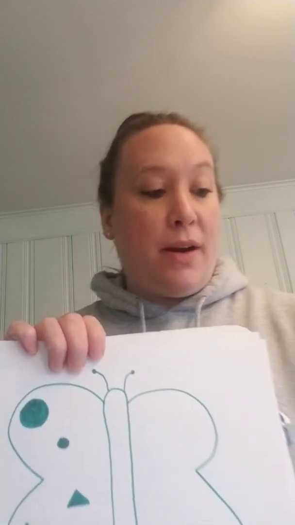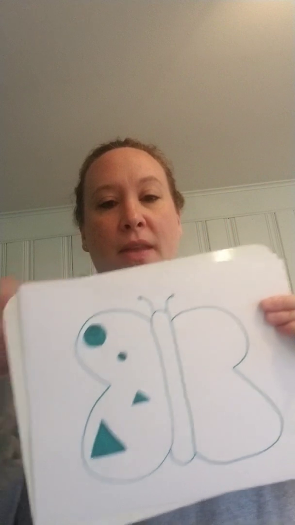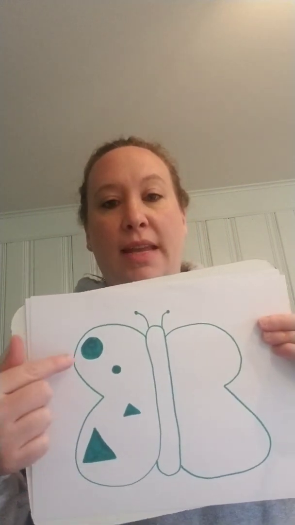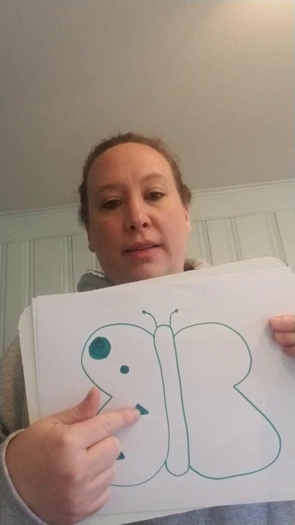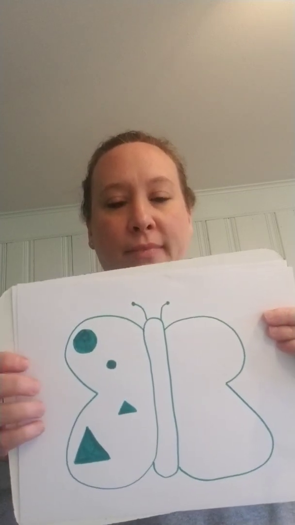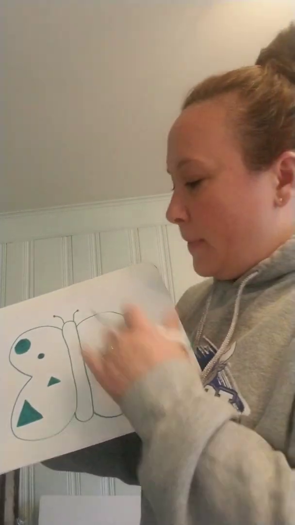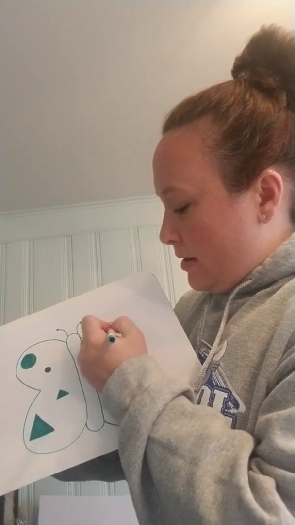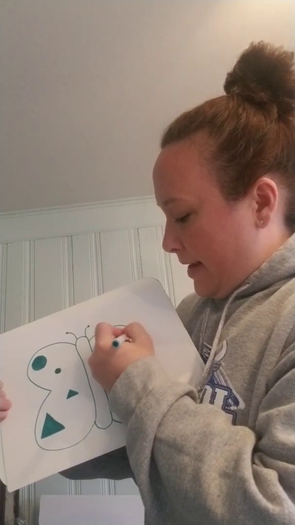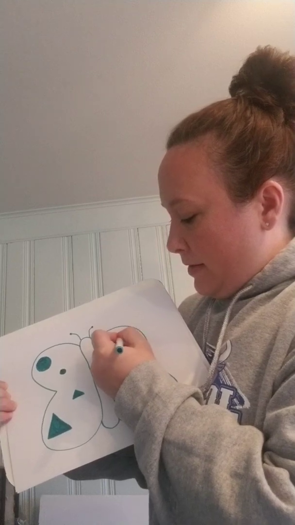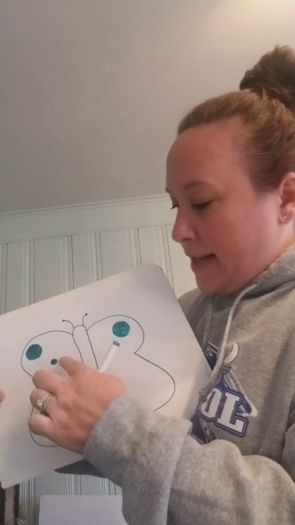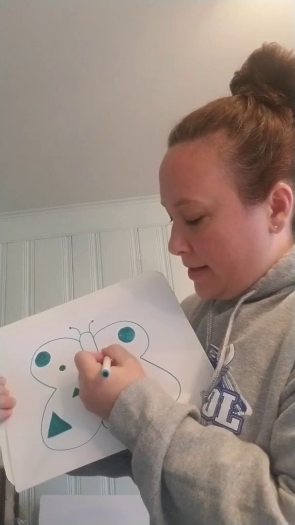Okay, the next activity we're going to do, I'm going to show you a butterfly. And I want you to help me make this butterfly symmetrical. Okay, so here's my butterfly. Here's one half of its wings. It has a big circle and a little triangle and a big triangle. How are we going to make this butterfly's wings symmetrical? Well, it's got a big circle here, so it needs a big circle on this side. It's got a little circle here, so it needs a little circle on this side.